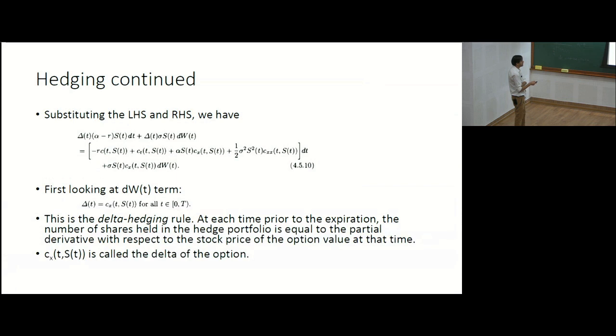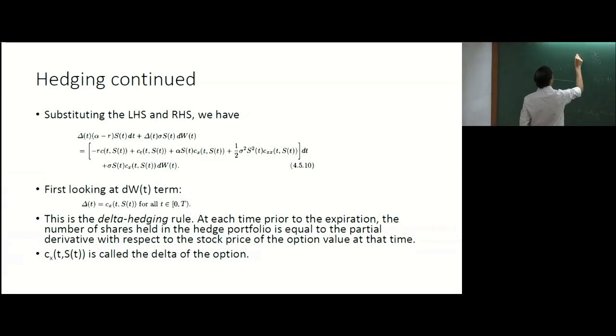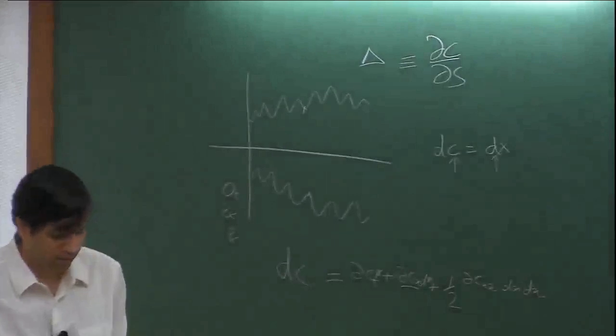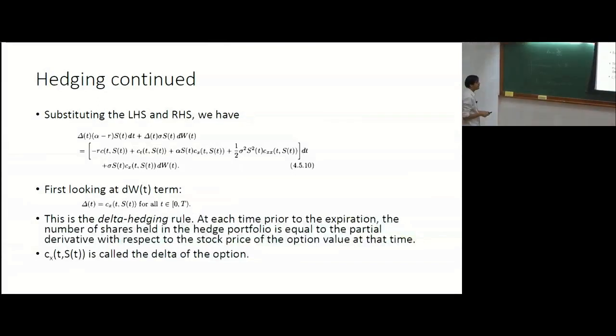partial derivative of C with respect to the stock price, then on both sides the dwt terms would cancel out. You note that this dwt term is the only term bringing uncertainty into this picture. So if you always hold the number of stocks, delta t, equal to dC by dS, then the dwt terms on both sides would cancel out, and what you would be left with is only the dt terms.